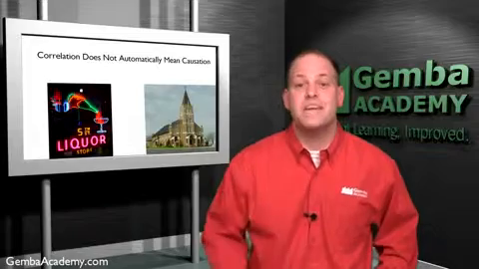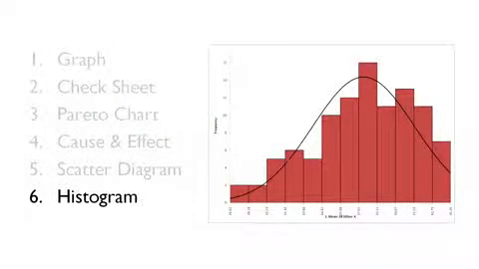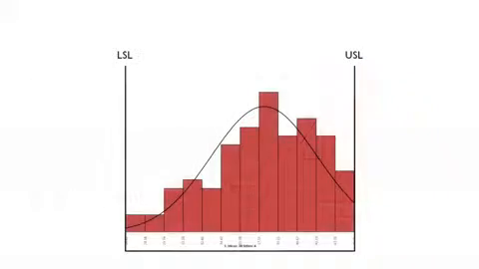Next, we come to the histogram, which is a graphical display of numerical data in the form of upright bars. With histograms, we're able to learn many things, including how much variation or spread a data set contains. Now, when we add in customer specification limits, which we'll learn more about later in the course, we're able to calculate something called Cp and Cpk, which basically tells us how well our process meets customer requirements.